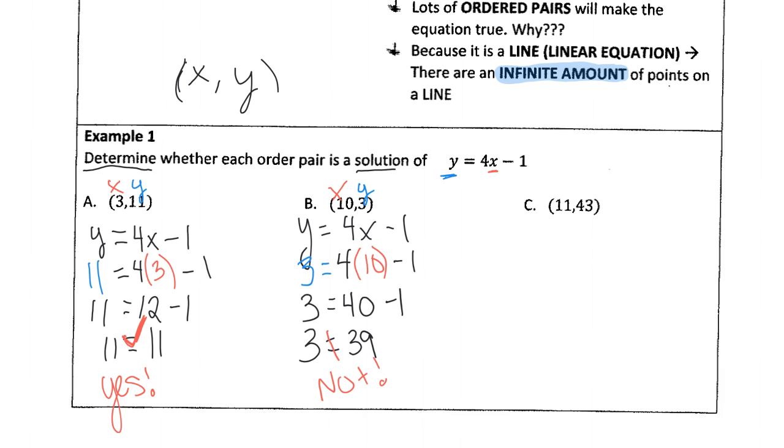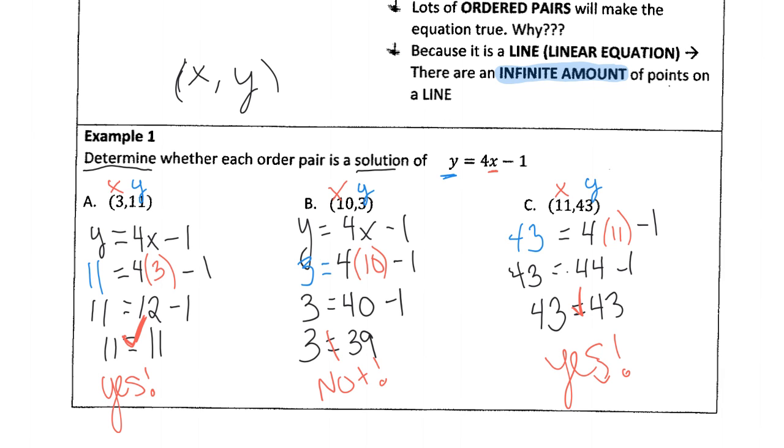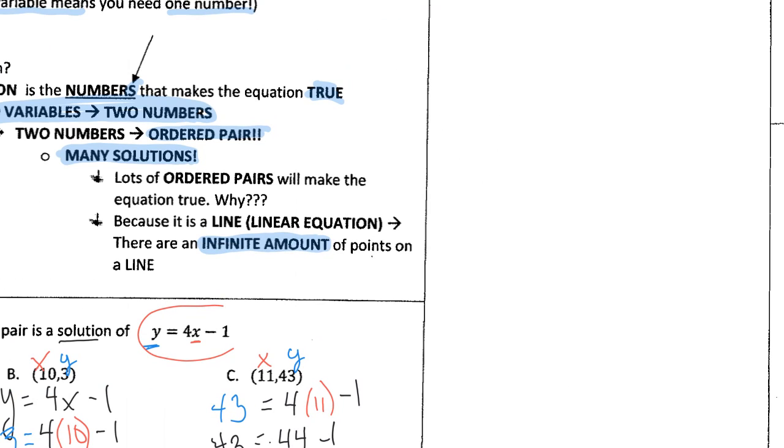Okay, I want you to try letter C for me. Just take a moment. Okay, so again, the first thing you need to do is identify which is your x and which is your y. Then once you do that, you plug it into the given equation. And at some point I had 4 times 11 minus 1 equals 43, which gave me 43 equals 43, which is true. All right, let's look on the next page.